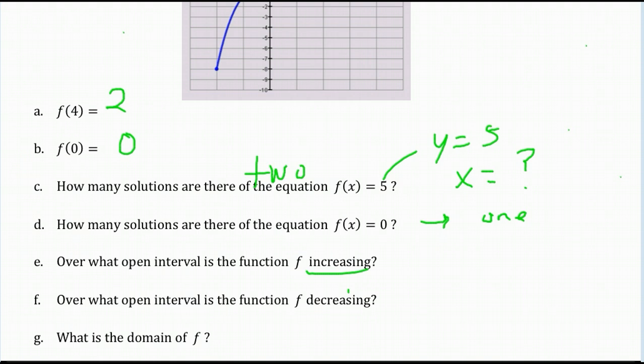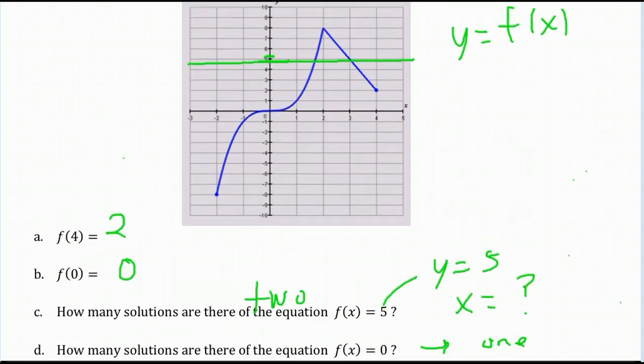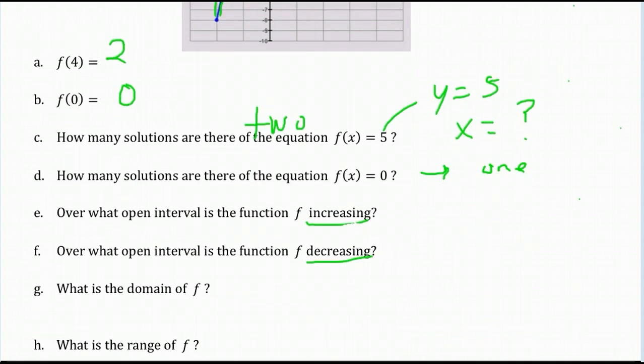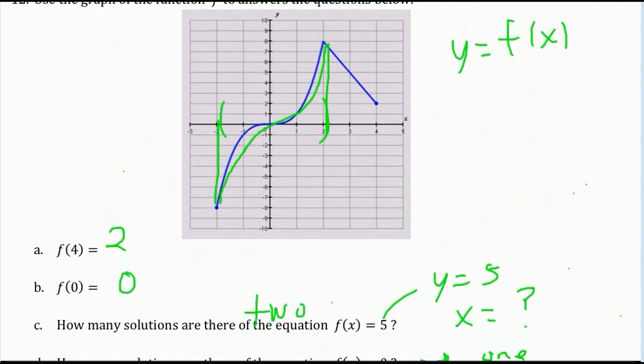We want to know where's the function increasing, where's the function decreasing. That just means where's the graph going uphill, where's the graph going downhill. So let me just clear this off. Our graph is going up from that point to that point on the graph. Now we want to know over what interval. That means over what open interval on the x-axis. So that turns out to be from -2 to 2. We don't say that we're increasing at the point 2. Okay, we just make sure it's an open interval.